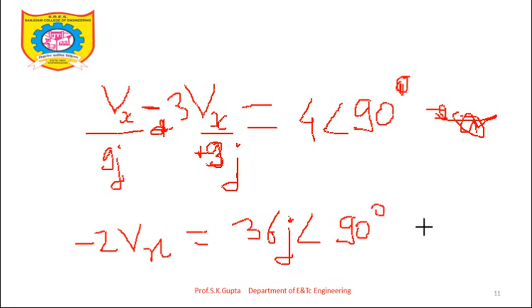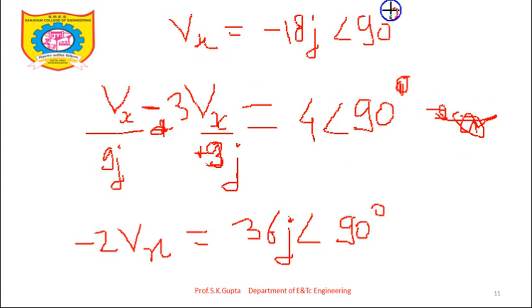Okay, so it becomes minus 2Vx. So this 2 will also get divided. So overall Vx equal to 36 by minus 2, that means minus 18j with angle 90 degree. Okay. So minus 18j will provide angle 90 degree. What is the angle provided by j? 90 degree. And it is a multiplication. So in multiplication we add the angle. So 90 plus 90, 180 degree.